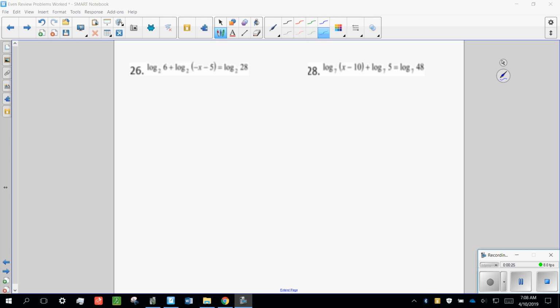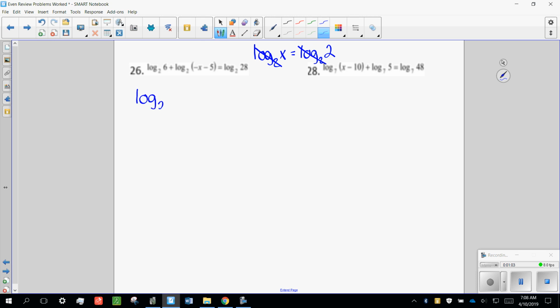Alright, number 26. We have 3 different logs and they all have the same base. What we're going to try to do is end up with 1 log on one side and 1 log on the other side, because we know that this 1-to-1 property says that if we have, for example, log base 2 of x is equal to log base 2 of 2, then we can just look at the argument inside that log, and we know x must equal 2, right? Because log base 2 of 2 has to be log base 2 of 2. So we're going to try to get a situation like that with this problem.